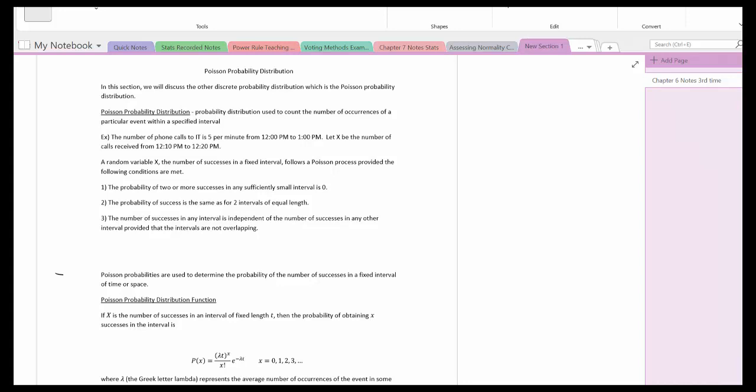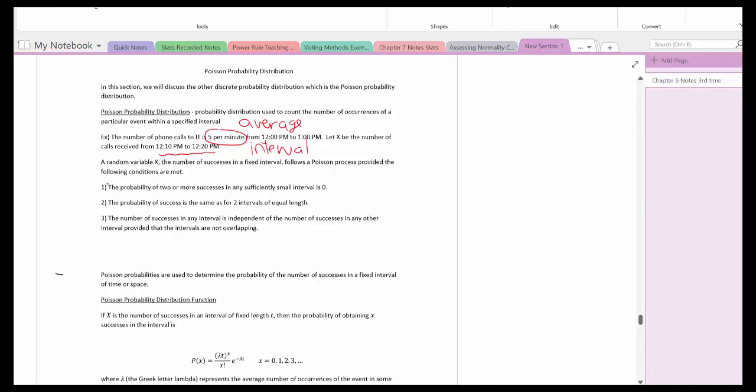The number of phone calls to IT is 5 per minute from 12 p.m. to 1 p.m. Let X be the number of calls received from 12:10 to 12:20. Well, a couple of things here. This would be your average, which is one thing you'll want to look for. And here is a particular interval. In this case, it's a time interval, but it doesn't always have to be time.